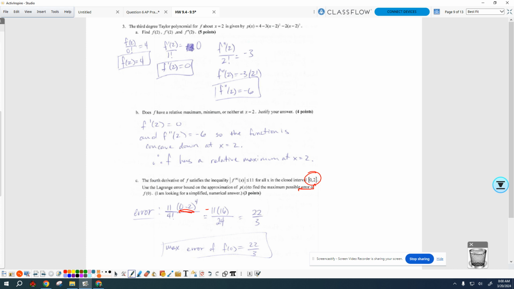Other questions from the test or from the homework or stuff? Yeah. Can you go over how to simplify factorial? Sure.